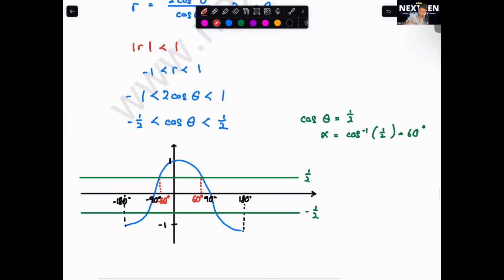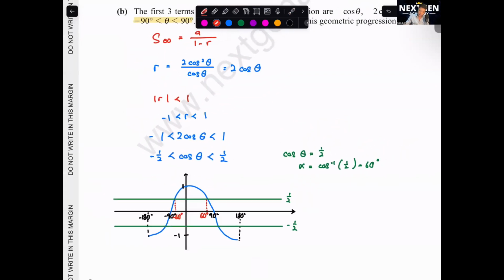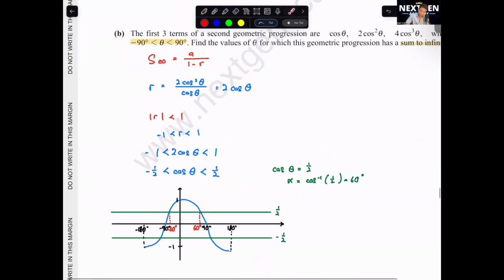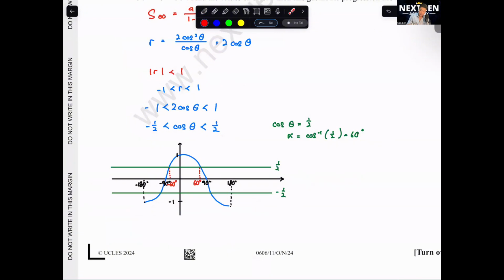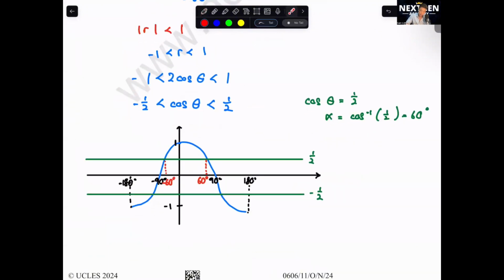Now, where exactly in the graph do we want? They say we only want from negative 90 to 90 degrees, and the answer that we want to solve is from -1/2 to 1/2. That means for this question we should find the angles from here to here and from here to here. We got -60 until here. This angle here will be actually 180 minus 60, which is 120, and minus 120 over here.